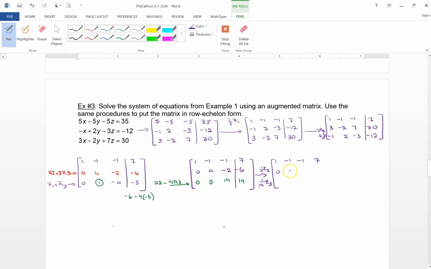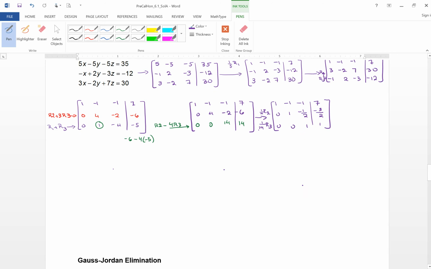Here I get 0, 1, negative a half, negative 3 over 2. Yes, you can have fractions, as long as it's correct. 0, 0, 1, 1. Are decimals also accepted? I like fractions. Is that a matter of opinion or grading? It's a grading matter. Okay, so this is your matrix in row echelon form.